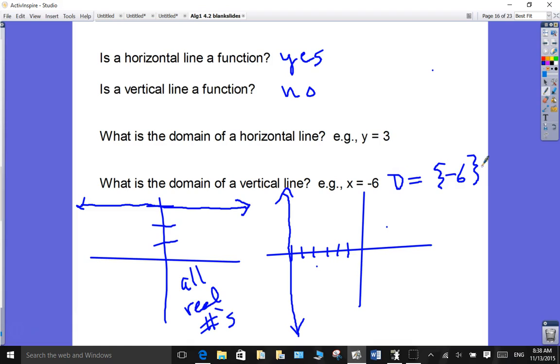What is the range of y equals 3? Just the 3, right? It's the only y value on there is 3. Okay, what is the range of x equals negative 6? All real numbers, up and down, right?